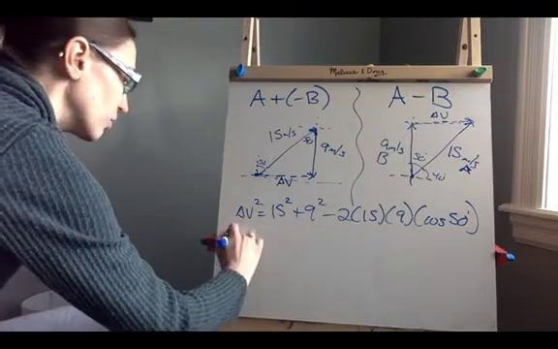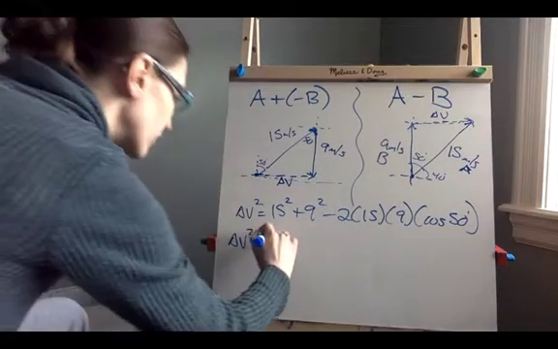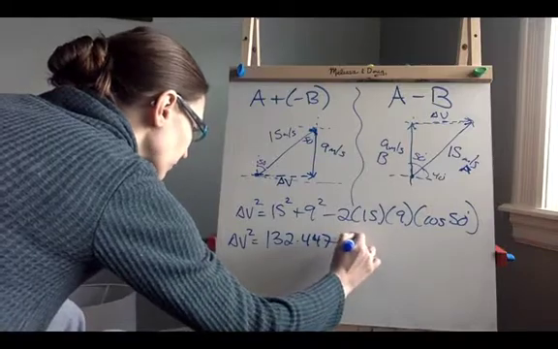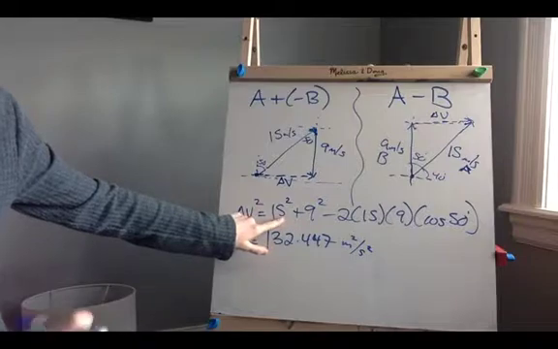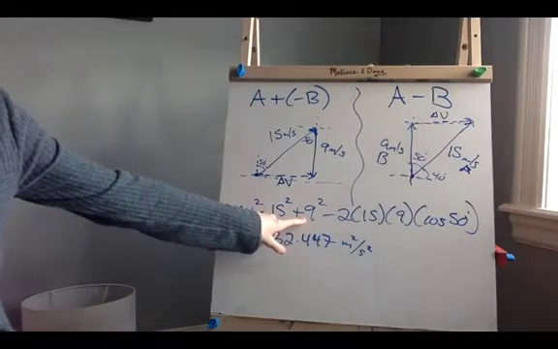Okay, you plug all that in, you get that that value squared is equal to 132.447. And that would technically be meters squared per second squared, right? Because that's meters per second, you square it, it's meters squared over second squared, you're adding it to the same thing, so you still get meters squared over second squared.